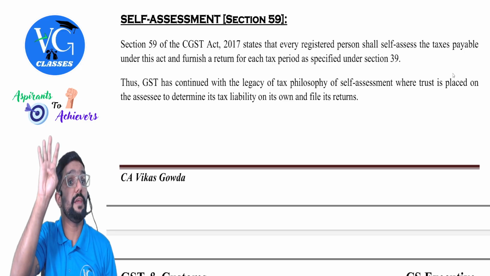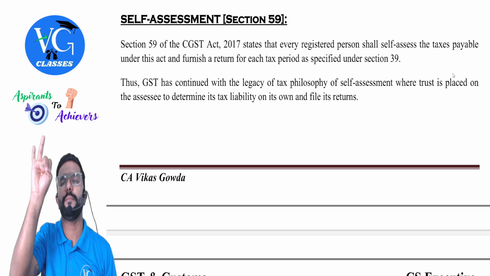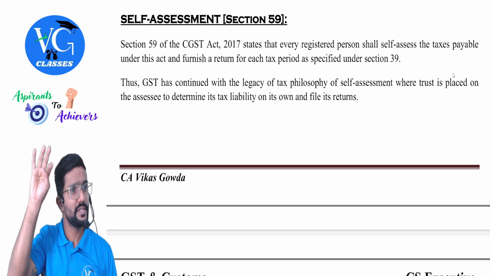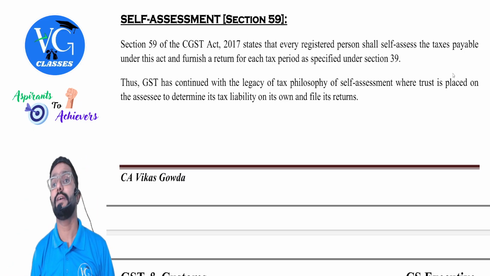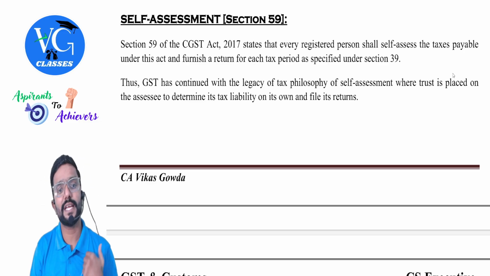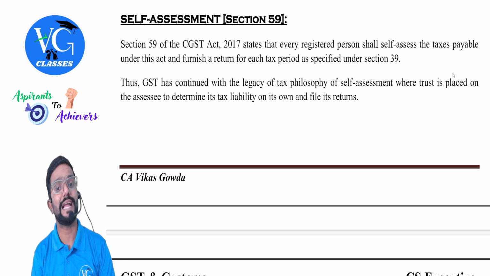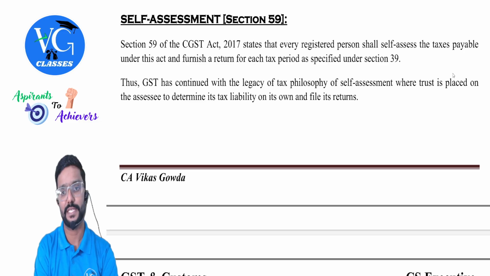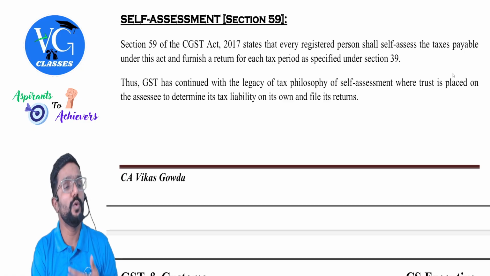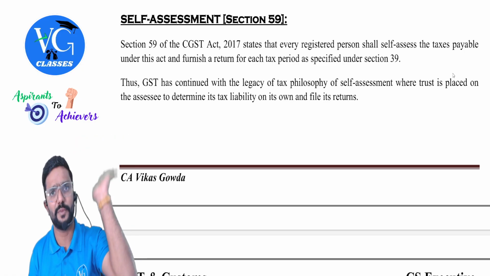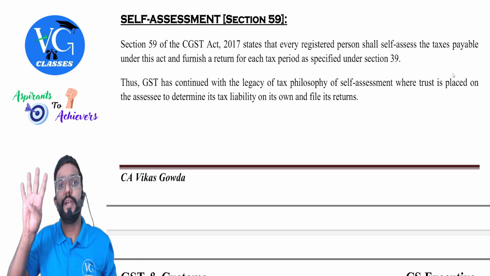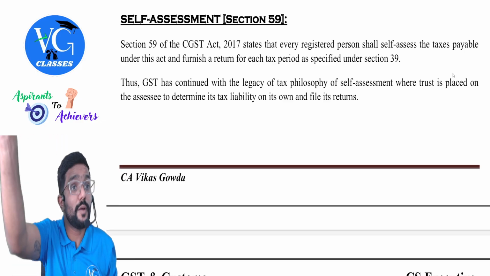39. There are various returns covered. What are those? GSTR 3B, 4 for composition supplier, 5 for NRTP, 5A for the person who is supplying online information and database access or retrieval services, 6, 7. All these are covered in section 39. Thus, GST has continued with the legacy of tax philosophy of what? Self-assessment, where trust is placed on the assessee to determine its tax liability on its own and file the returns. All your responsibility, guys, including registration.